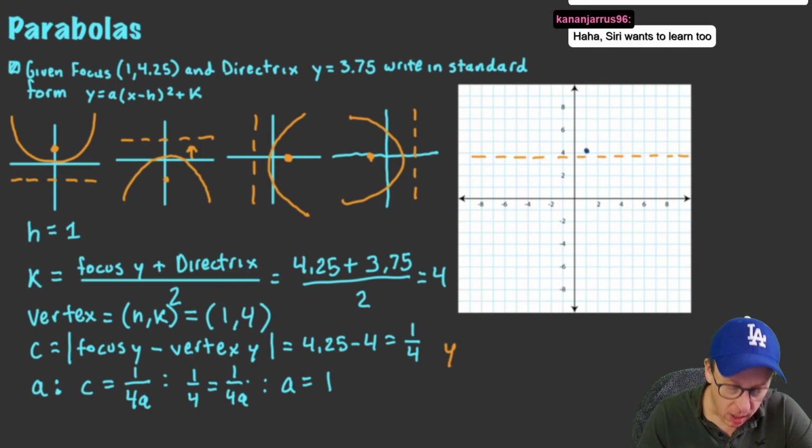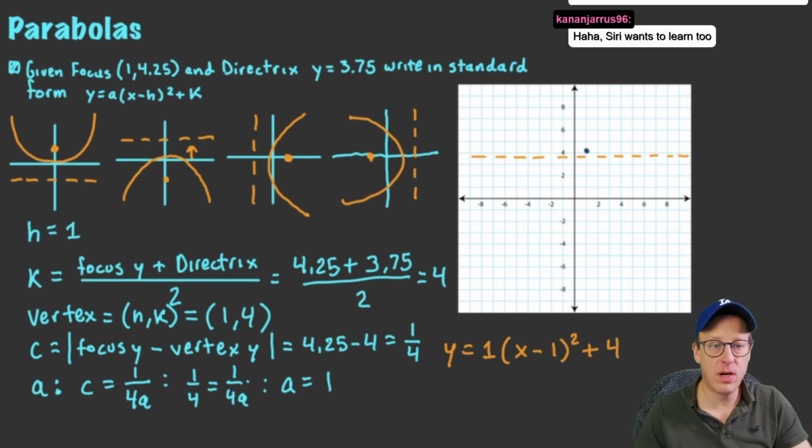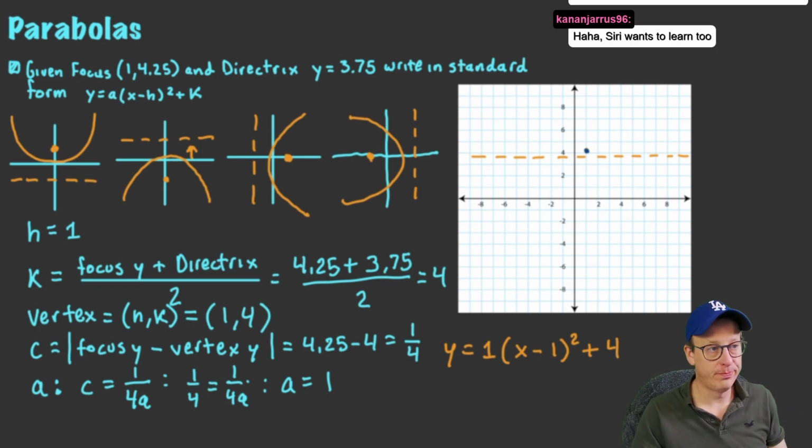So this is going to be y is equal to this. 1 represents the value of a. And then we're going to have x minus 1. The 1 is the value for h. And then 4 is the value for k. And there it is. It is in standard form.